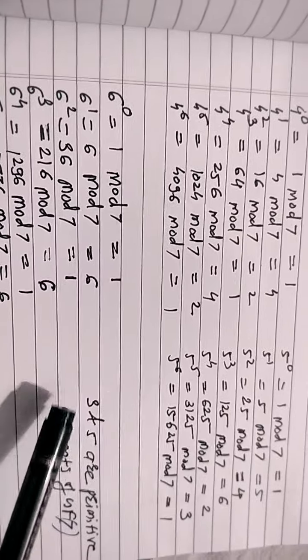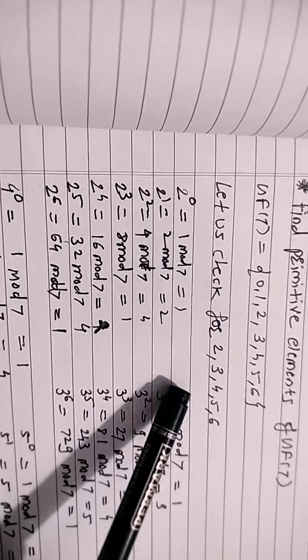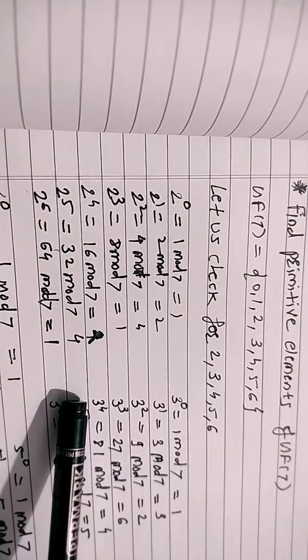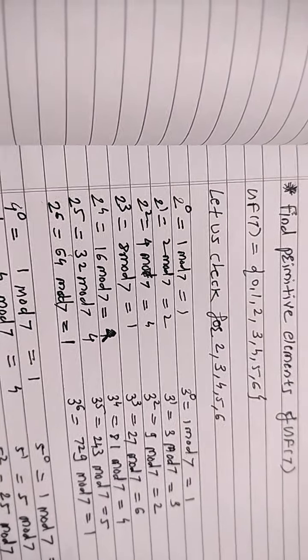So the primitive elements of Galois field 7 are 3 and 5. So the definition is: 3 is a primitive element, 5 is a primitive element. It is a non-zero element and it is from the field only, and its powers represent all the non-zero elements of that field. So this is the definition of the primitive element.